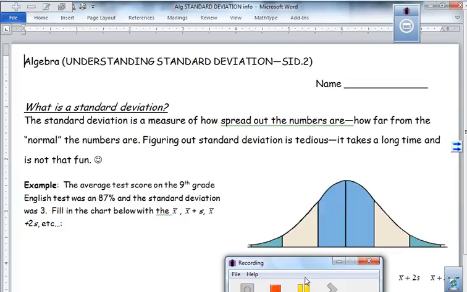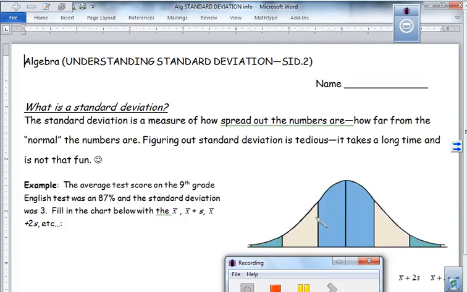What is standard deviation? Standard deviation is a measure of how spread out the numbers are, how far from the normal the numbers are. Figuring out standard deviation is tedious, it takes a long time, and is not that fun. Example, the average test score on the 9th grade English test was an 87. The standard deviation was 3.